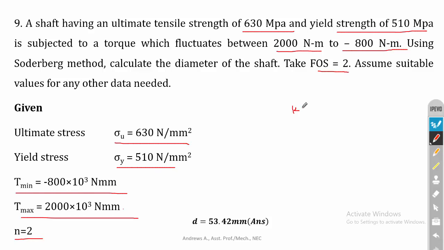So let us assume a stress concentration value of Kf is equal to 1. So assume that there is no stress concentration. Similarly for Ks, since it is shear load, Ks is equal to 0.8. Okay. So it is almost like the previous problem. The only thing is we have to assume the value for the stress concentration factor. Okay. So substitute everything in the Soderberg equation, then you will get diameter is equal to 53.42 mm.